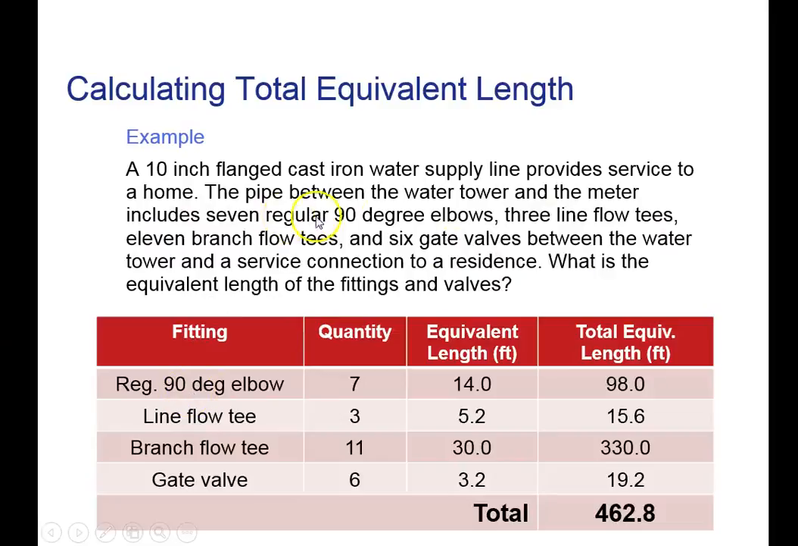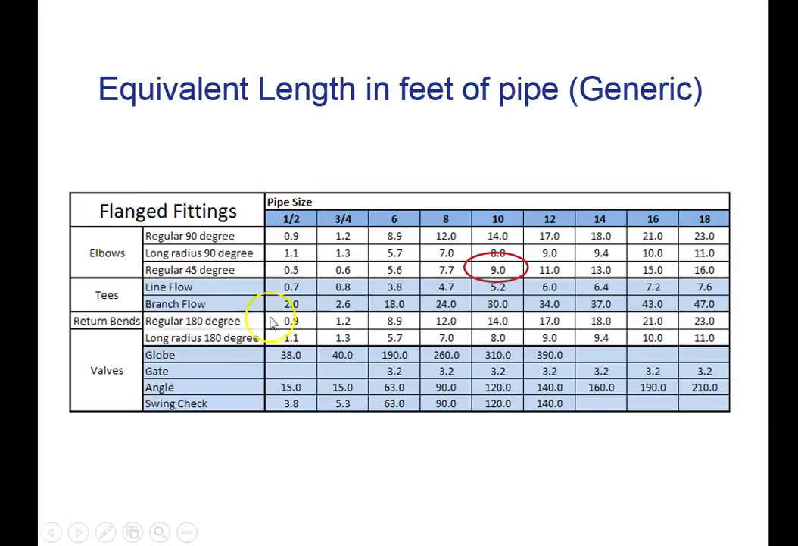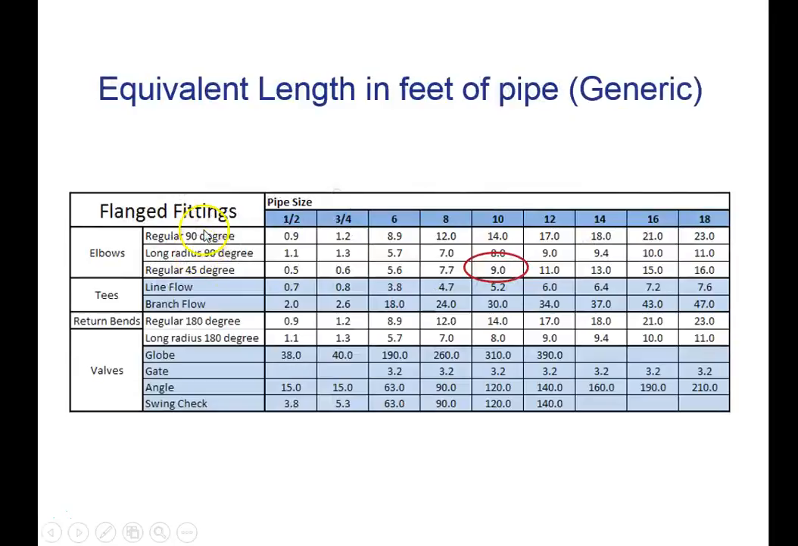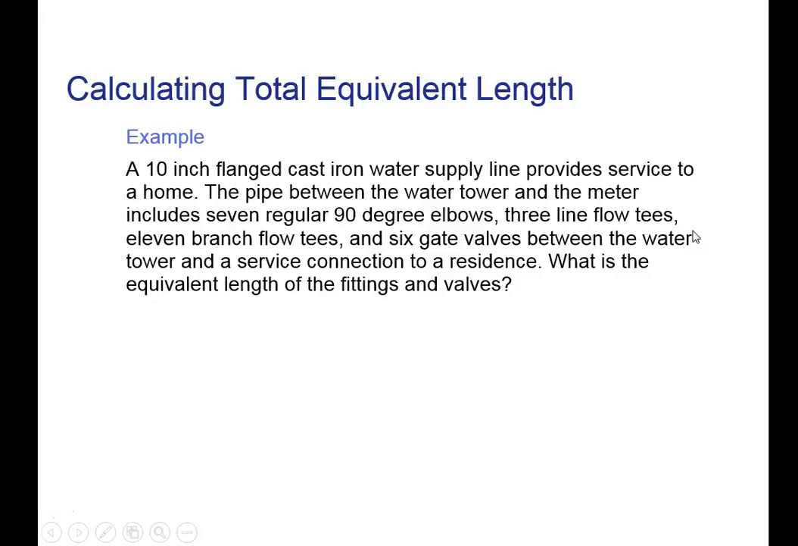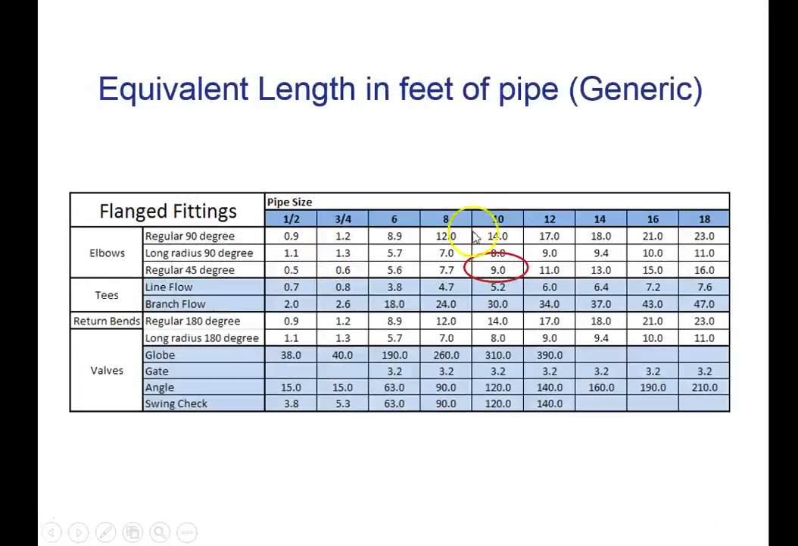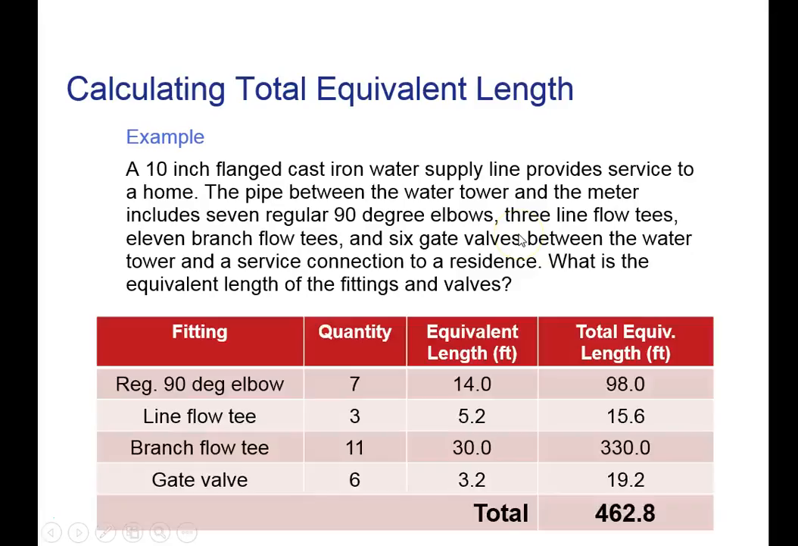So what we have to do for each one of these items is, there's 7 of these, and we look up on the table we just had on the previous page for what each one of those is. So I'm going to show you one of them, the regular 90-degree elbow. Regular 90-degree elbow, and then we'd look across here to find the right size. We're talking about a 10-inch flanged pipe. So here, 10-inch regular 90-degree elbow is like 14 foot. So you'll notice they put 14 foot right here.